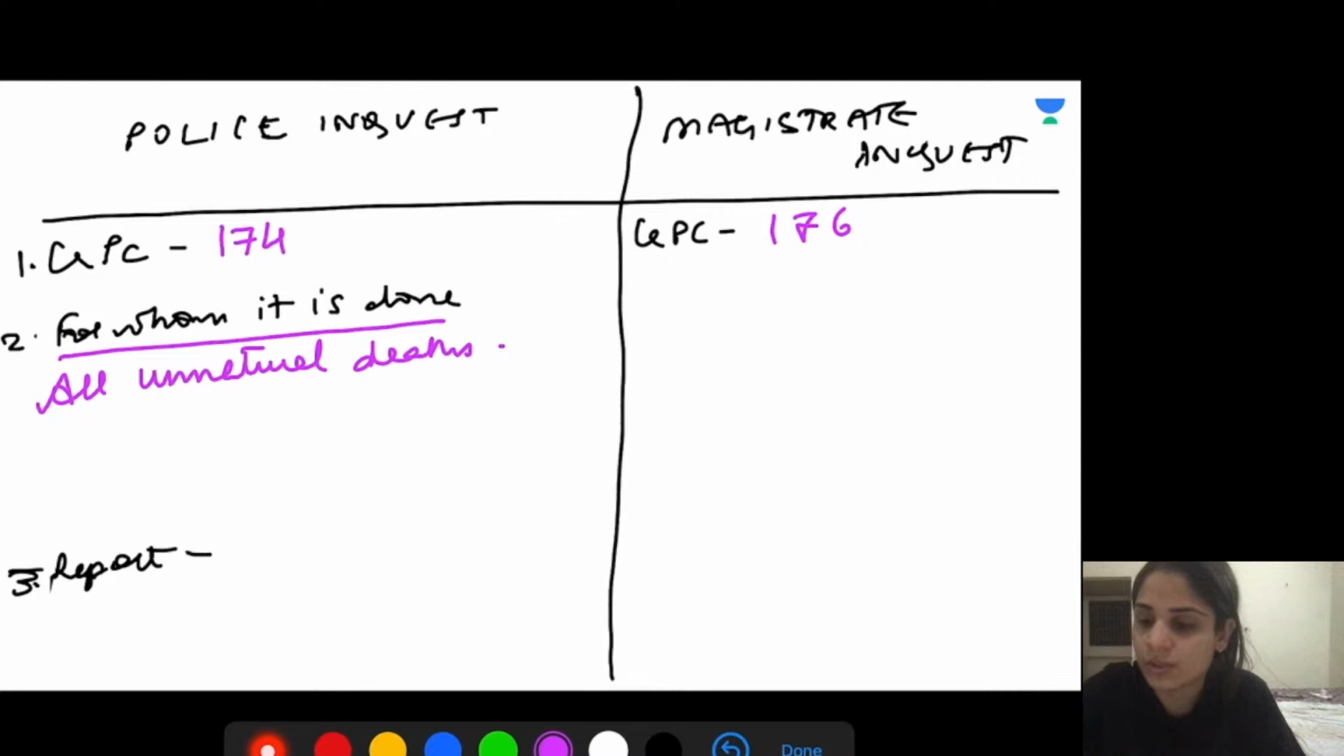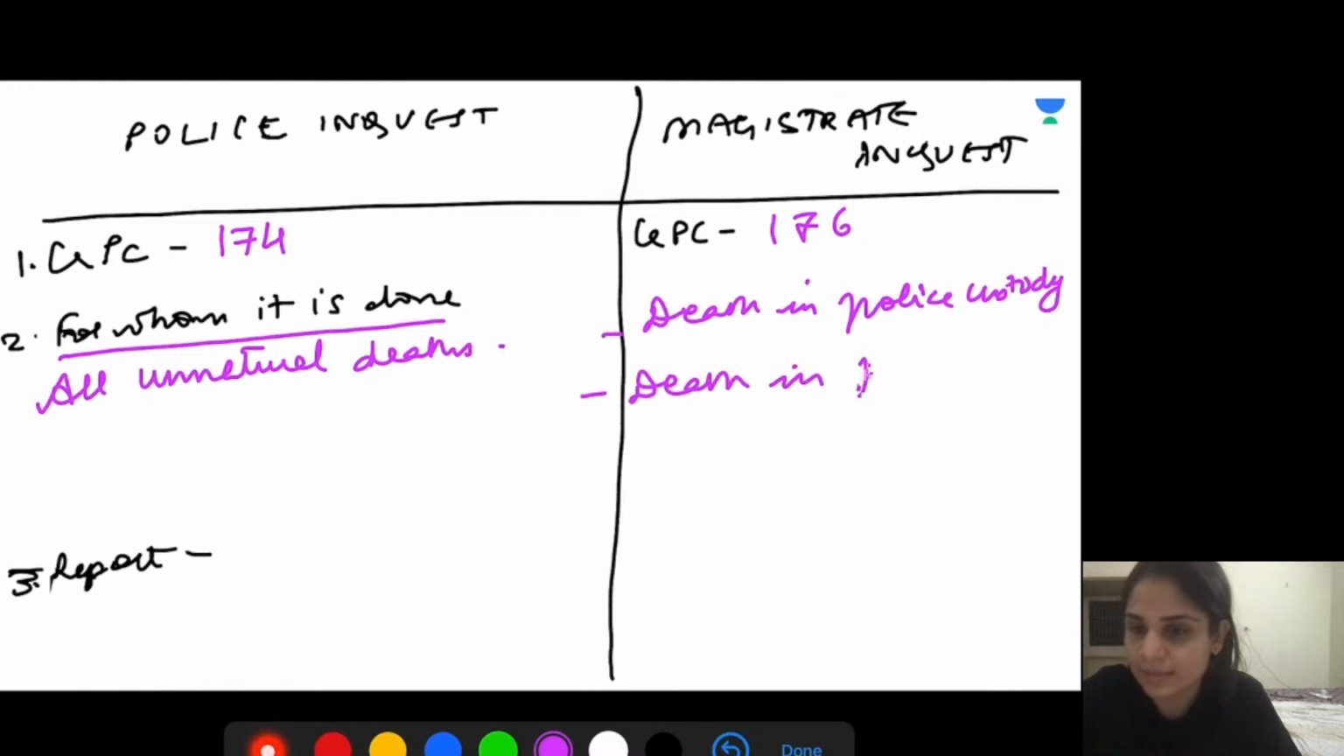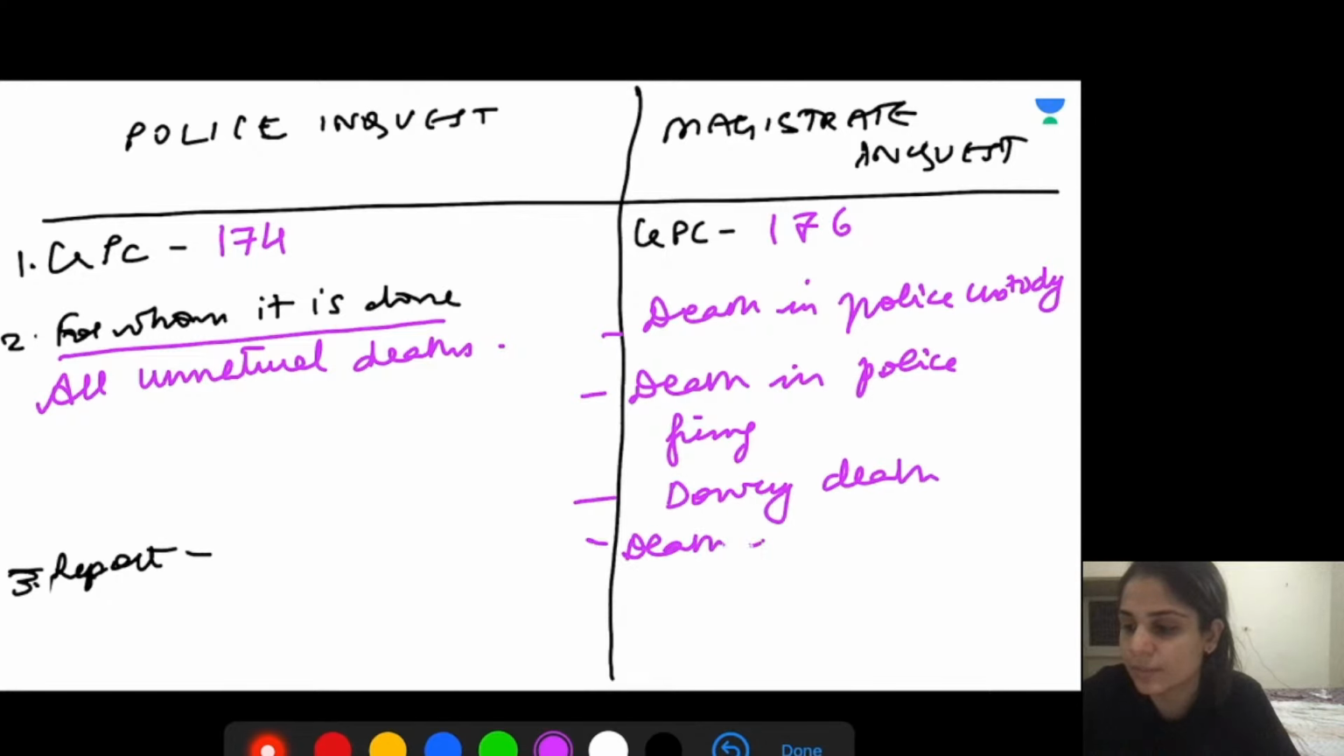Okay, so what are the places where you have magistrate inquest? If you have deaths in police custody, if you feel that the police has beaten up the person and that's why he has died. Okay, if there is death during police firing. Next is if there are deaths in dowry related cases. Okay, so dowry death. Next is deaths in police investigation, any kind of investigation being carried out by the police and the person dies. Okay, or police interrogation rather.